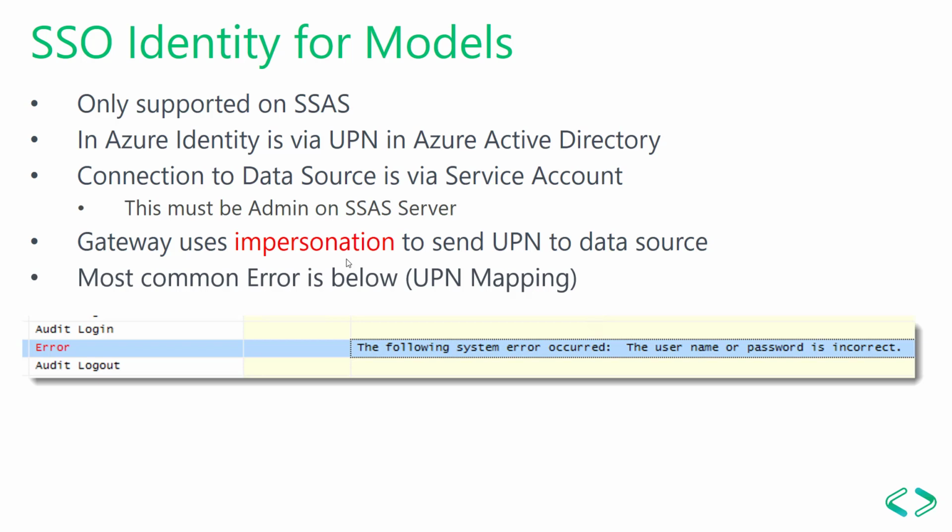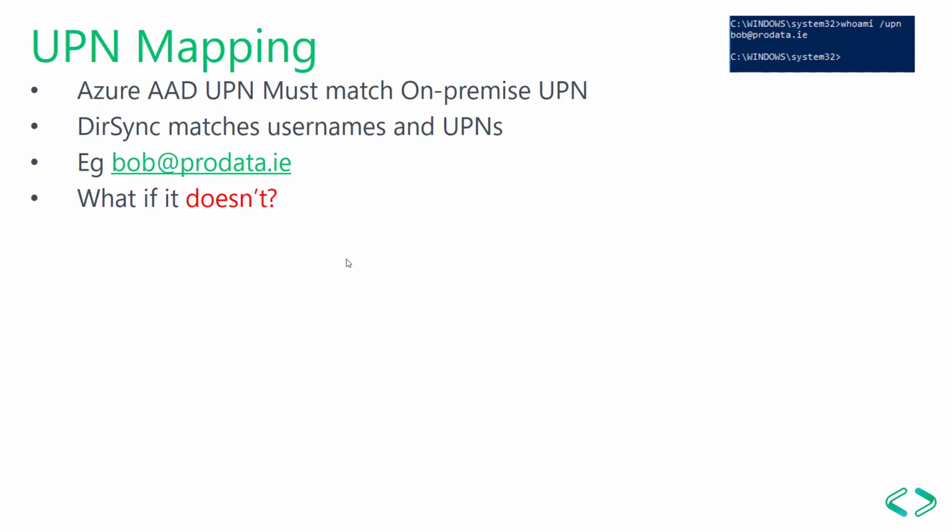So the first thing you've got to do is make sure the user is both in the on-premise Active Directory and in the Azure Active Directory. Secondly, we have to make sure that the UPN suffix, so that at prodata.ie, that they use in Power BI is the same as the on-premise UPN suffix. If you're not sure what your UPN suffix is on-premise, there's a command you can type, whoami /upn, and that will give you what that is.